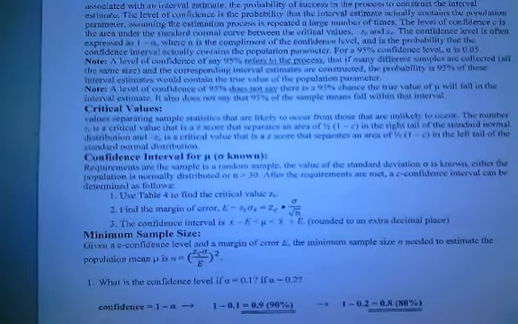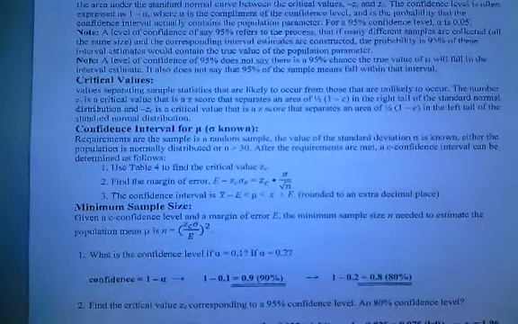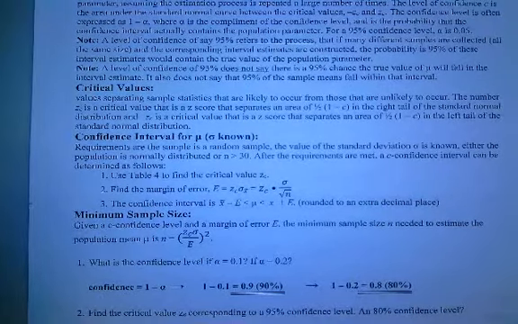All right, so let us look at some examples now. First off, what is the confidence level if alpha is 0.1 or alpha is 0.2? Again, the confidence is 1 minus alpha, so 1 minus 0.1 would be 0.9, or a 90% confidence level. If alpha is 0.2, 1 minus 0.2 is 0.8, or an 80% confidence level.